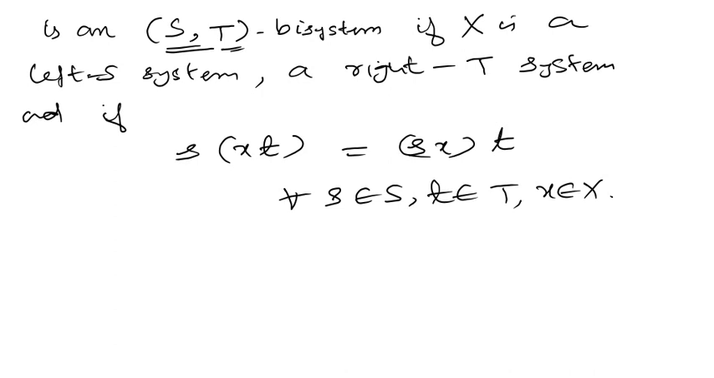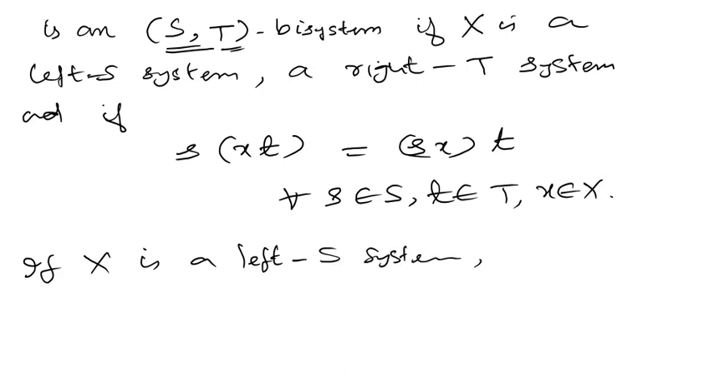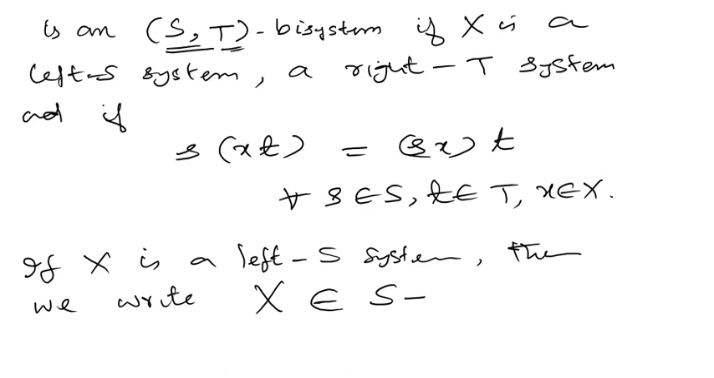अब इनकी नोटेशन है, अगर X लेफ्ट S सिस्टम होगा तो इसके लिए हम कौन सी नोटेशन यूज करेंगे? If X is a left S system, then we write X belongs to S-Ens, OK, तो S-Ens मतलब it's the set of all left S systems, तो अगर X left S system और हम कहेंगे X belongs to this S-Ens.